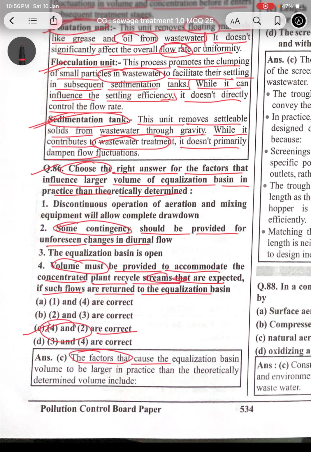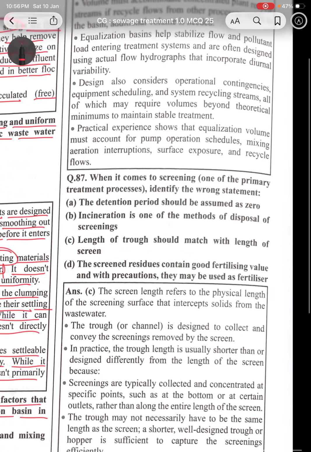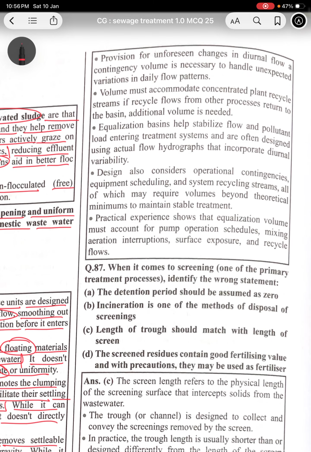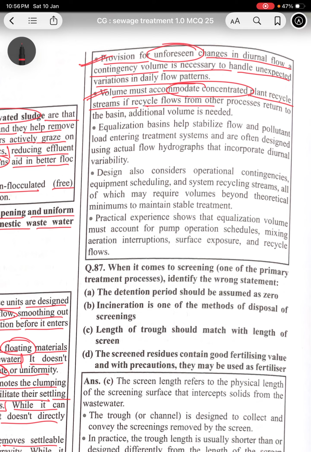The factors that cause equalization basin volume to be larger in practice than the theoretically determined volume include the provision for unforeseen changes in diurnal flow. Contingency volume is necessary to handle unexpected variation in daily flow pattern. The volume must also accommodate concentrated plant recycle streams, if the recycle flow from other processes returns to the basin.